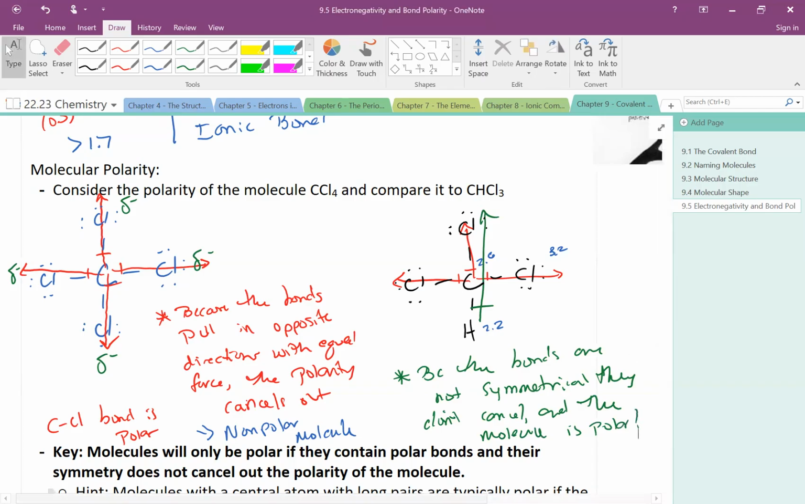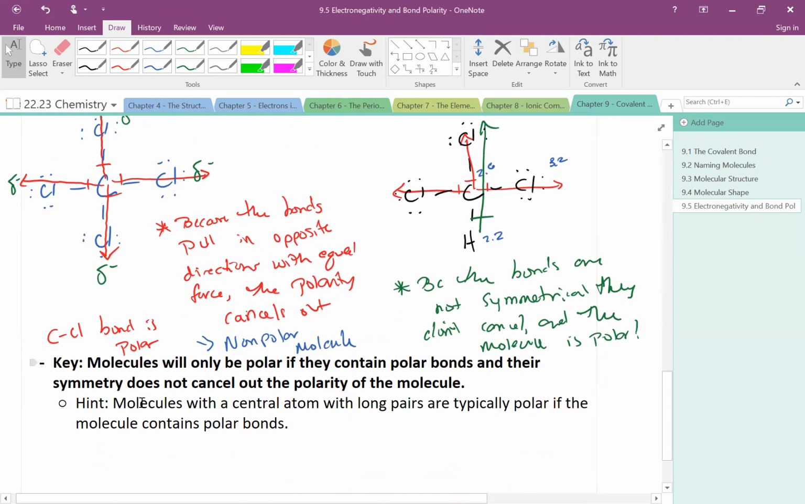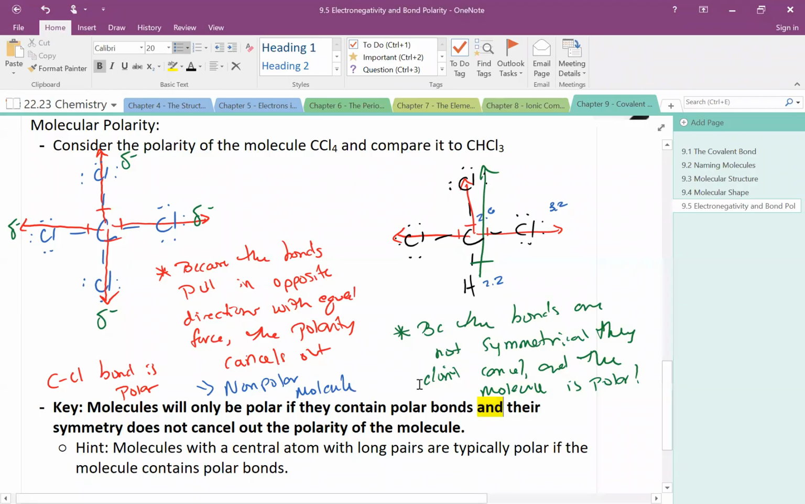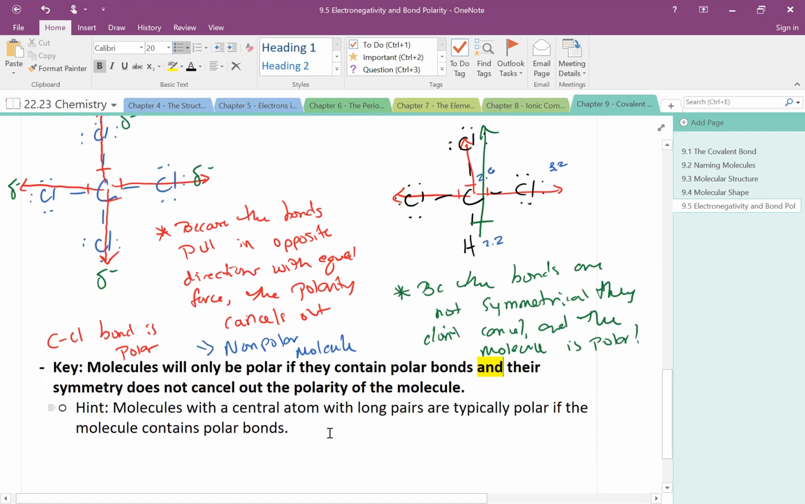So when we're considering an entire molecule, it's got two conditions, right? So here it is, and please make sure you write this down. Molecules will only be polar if they contain polar bonds, and, I'm going to highlight, their symmetry does not cancel out the polarity of the molecule. So not only do they have to have polar bonds, their shape basically has to be unsymmetrical.